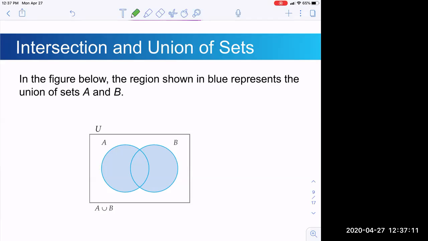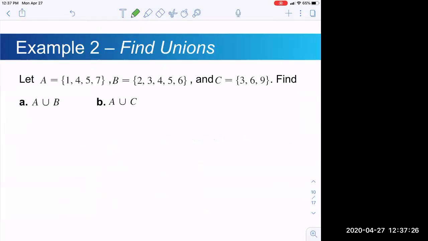Just for the heck of it, the stuff that's out here, well, that's the stuff that's not in the union. That's the complement of it. All the stuff that's not in there. Okay, A union B.